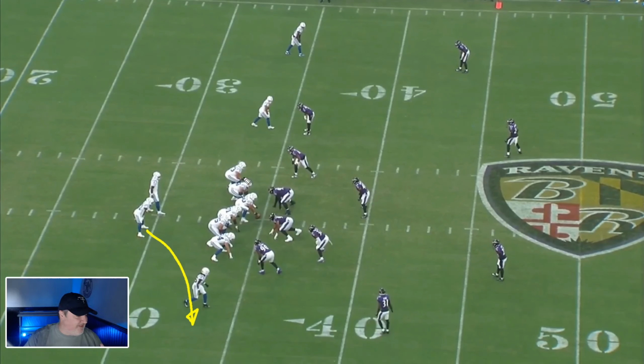The line is going to be sliding. The left side of the line is sliding to the left. They're doing a half slide. We've got the right guard who's going to stay on the defensive tackle. And the right tackle, he is going to be picking up the blitzing linebacker.